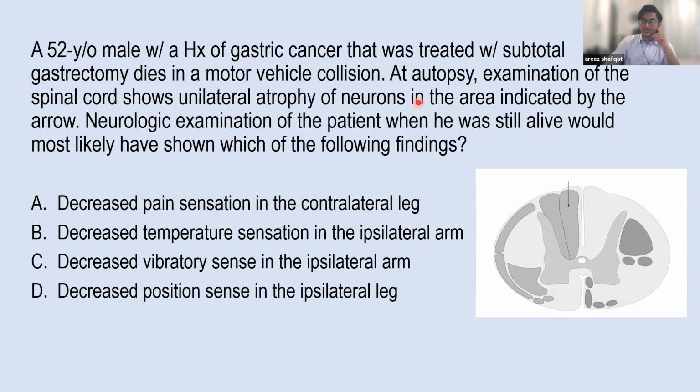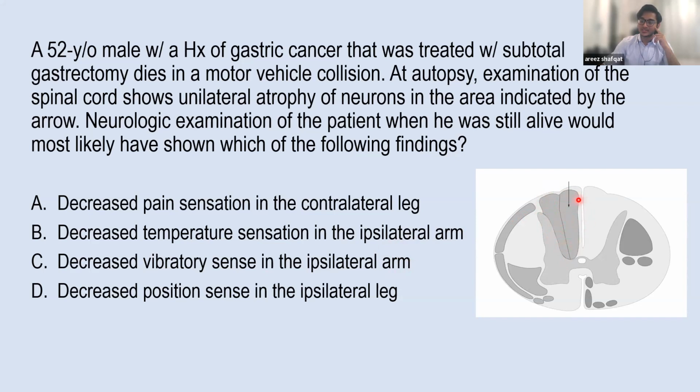All right. So let's go through them one by one. A says decreased pain sensation in the contralateral area. That's not right because that's mediated by the spinothalamic tract. This is showing you the dorsal column, specifically the medial part of the dorsal column. Decreased temperature sensation in the ipsilateral arm. Again, that would be spinothalamic. Decreased vibratory sense in the ipsilateral arm. That would be correct. That's what the dorsal column does, but that would correspond to fibers in the fasciculus cuneatus here, which is more laterally.